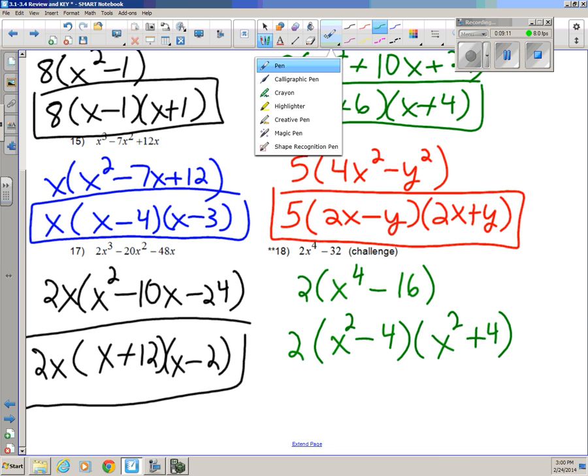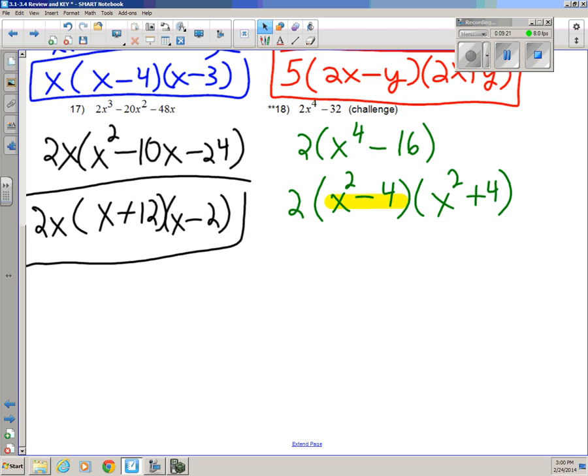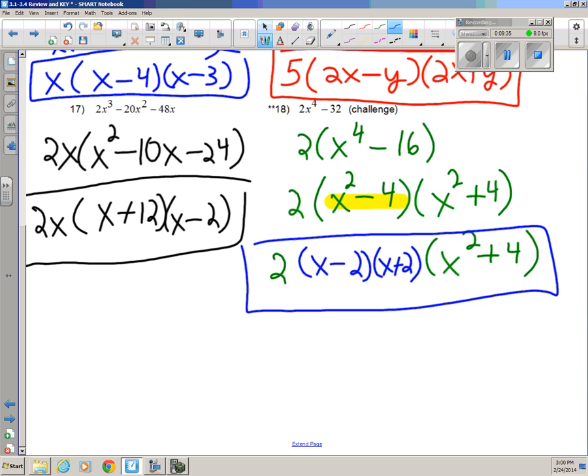The only reason why this is the challenge, and maybe it's not for you in terms of a challenge, is that this particular parenthesis can be factored again. That's another DOTS. So what ends up happening is this stays as is. We can't factor x squared plus 4, but this x squared minus 4 happens to be a DOTS again. This becomes your final answer. That's not in our curriculum. However, some of you guys can probably do that extra challenge.